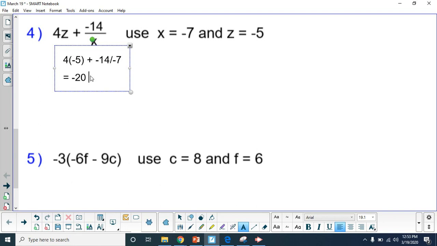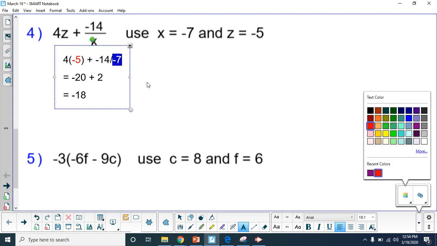Now, negative 14 divided by negative 7 will give you what? It's positive 2. So add 2. Now what is negative 20 plus 2? Yeah, it's negative 18. All right. So let me highlight the numbers that I plug in here. First one is the value of z, which is negative 5. Then the value of x, which is negative 7.